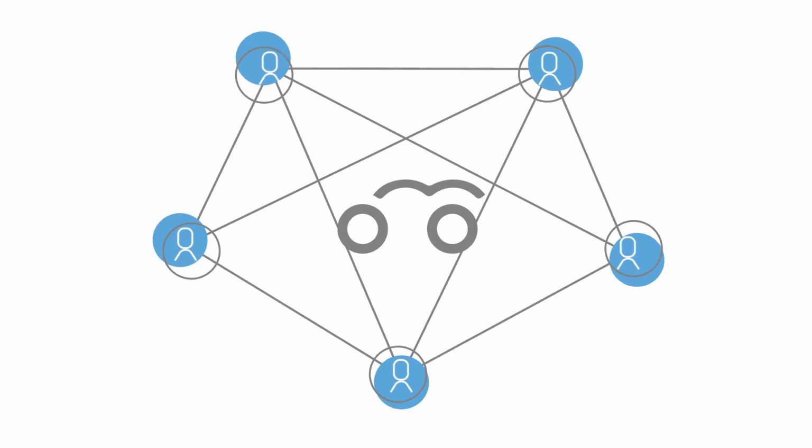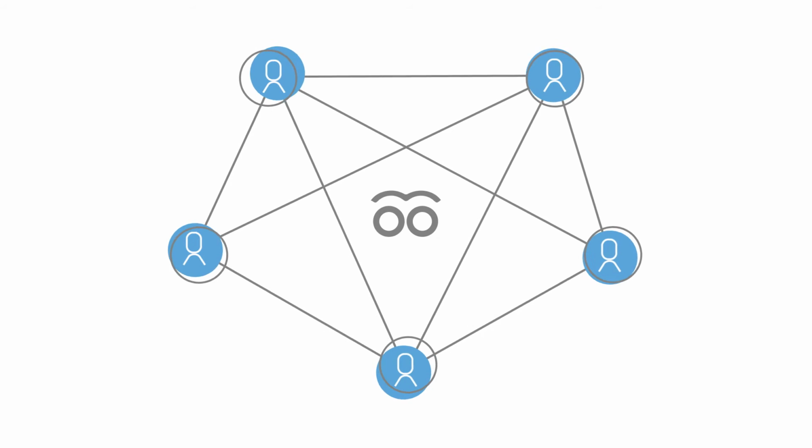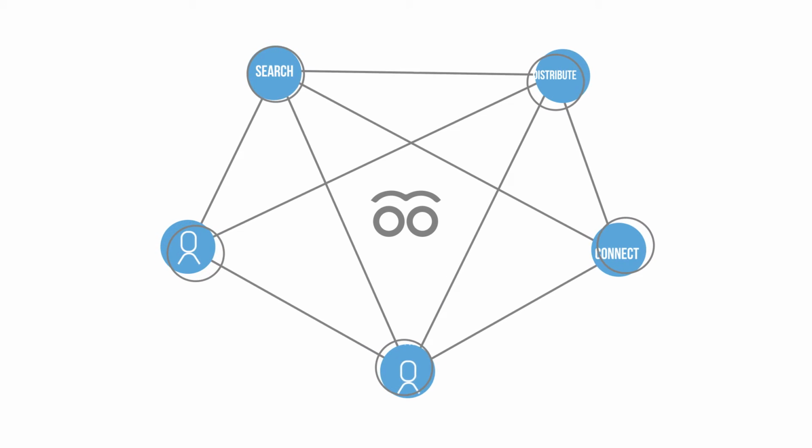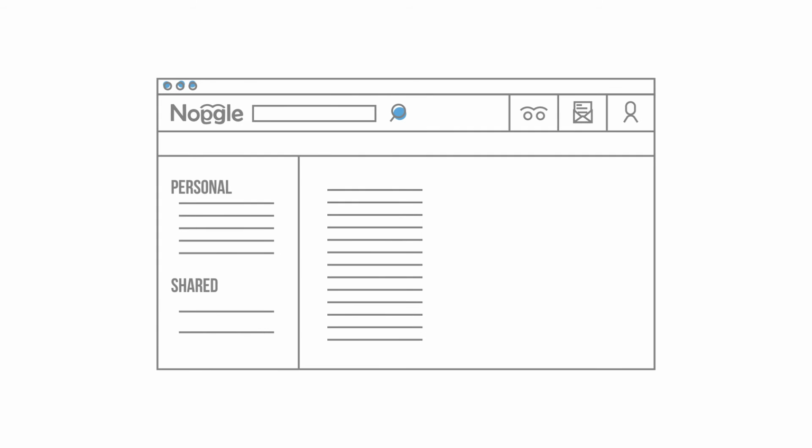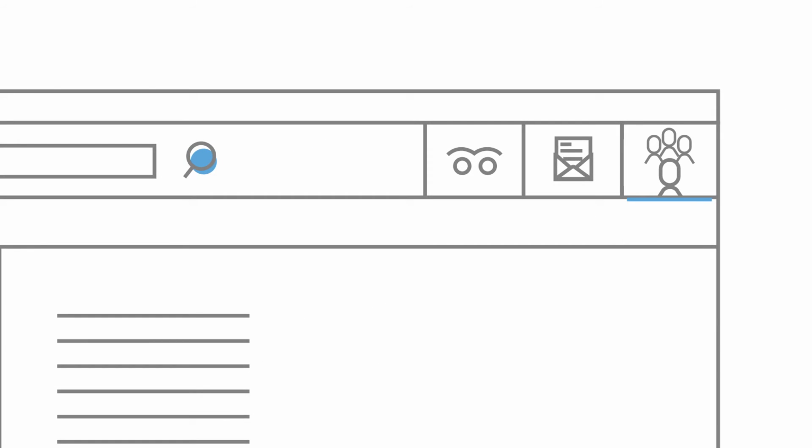Noggle establishes a secure peer network to find the documents you want to search, distribute, connect, sync, and retrieve, without having to reorganize them in centralistic structures. Securely share your own library and view the files others choose to share with you.